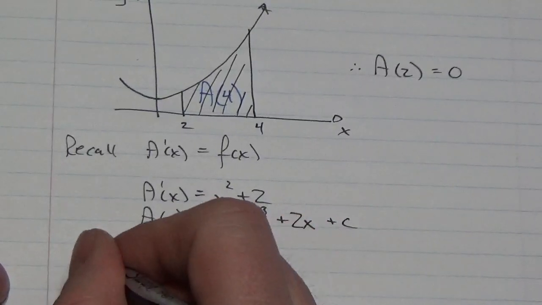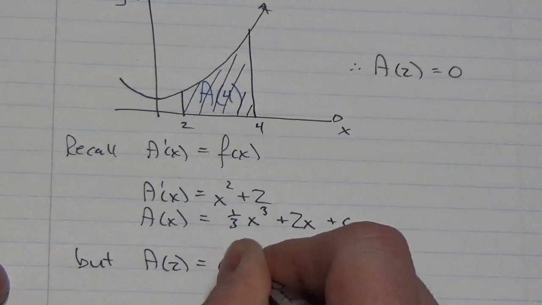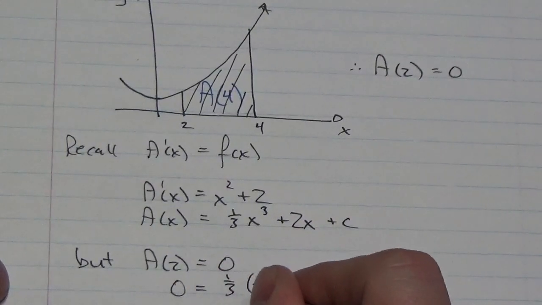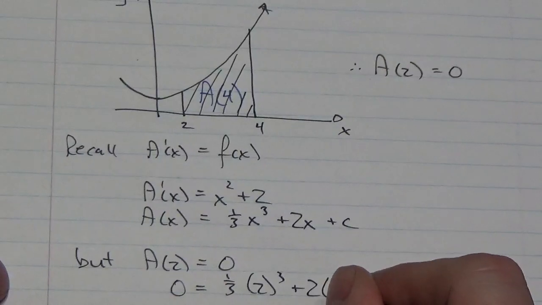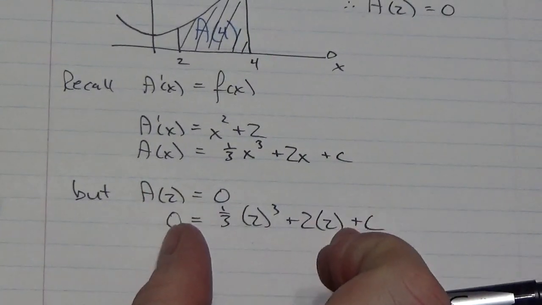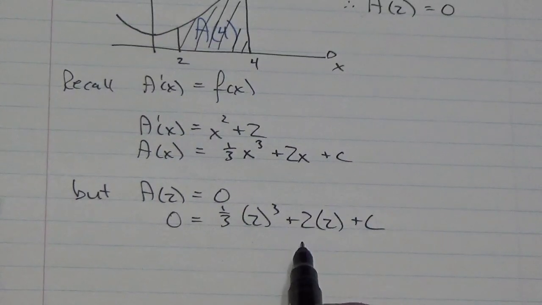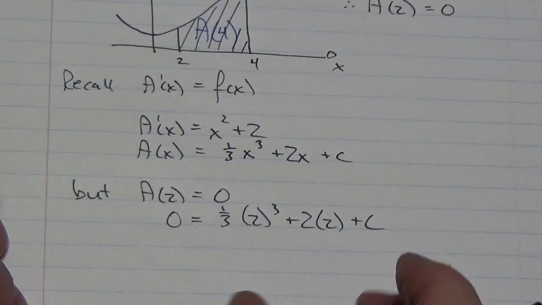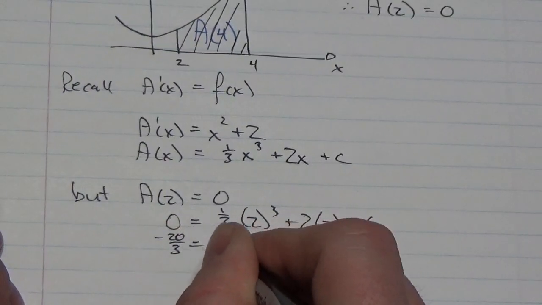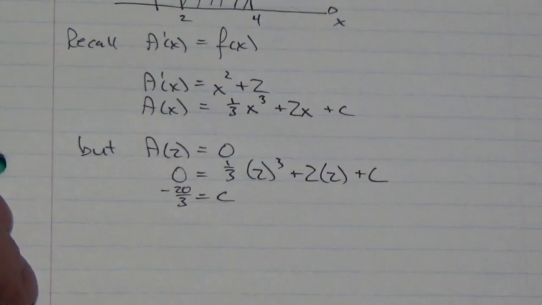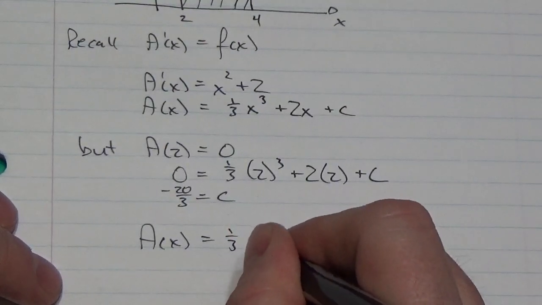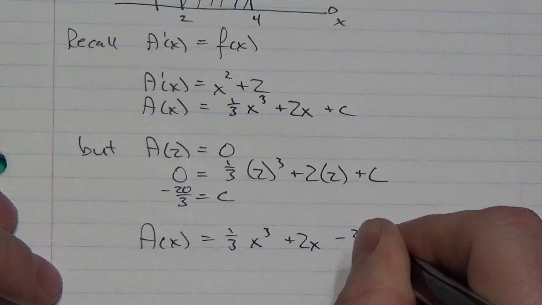So I know that A of 2 has got to equal 0, which means 0 should be equal to 1/3 times 2 cubed plus 2 times 2 plus C. Oops, I'm running near the end there. If you put this all together, what is that, 8/3 plus 4. Move everything over, and I am going to end up with negative 20/3 as my value for C. Now I have the arbitrary constant.